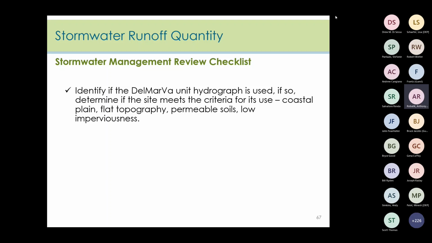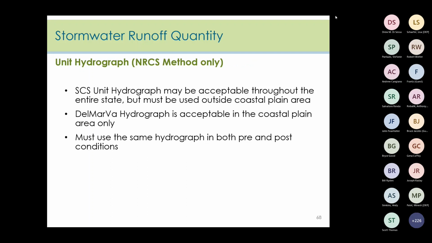Next, the reviewer should identify if the appropriate hydrograph type is used. So for hydrographs, when reviewing NRCS method calculations, the SCS unit hydrograph should only really be used outside of the coastal plain area of the state, except in very rare cases where the design engineer can prove that the conditions that characterize use of the Delmarva hydrograph are in no way present on site within the coastal plain, or use of the Delmarva hydrograph is not permitted, such as when sizing an MTD. But other than those cases, the SCS unit hydrograph should not be used within the coastal plain.